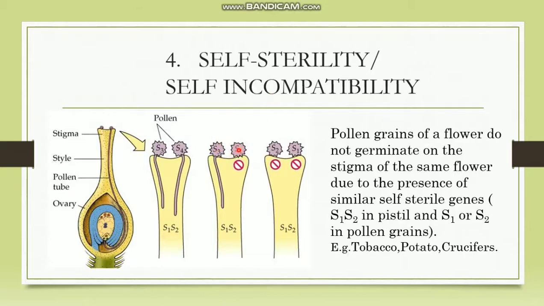In this case, you can see the second one, the pollens which arrived from a different plant have S1 and S3 alleles. The pistil is having S1 and S2. So the pollen with the similar type of allele will not be able to germinate, but the other one will be able to germinate. So in this way, they ensure cross-pollination and prevent the fertilization of the egg by the pollens of the same plant. It is seen in tobacco, potato and crucifers.